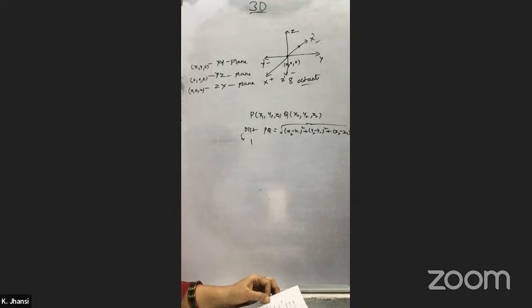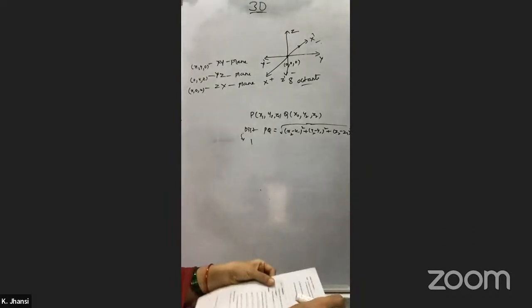Next, if you see page number 9, a note is given at the bottom. The perpendicular distance of a point P (x, y, z) from the coordinate axes: if it is the x-axis, you will get the perpendicular distance as the square root of y square plus z square. So this is also important, and it is also an objective type question.